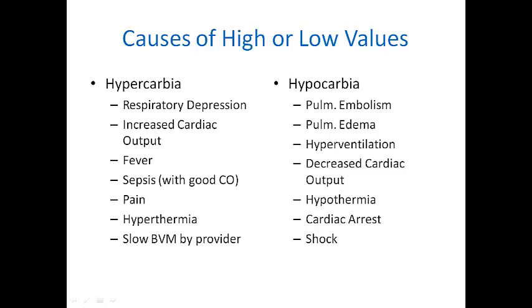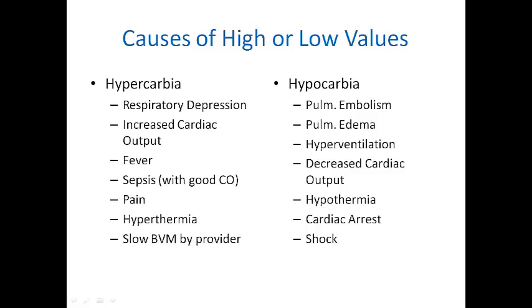Incidents of higher cardiac output or higher metabolic rates are also associated with hypercarbia. Fever, sepsis, pain, and hyperthermia are all going to relate to higher metabolic rates, and assuming that perfusion is good, will lead to a higher end-tidal CO2 than we would expect.